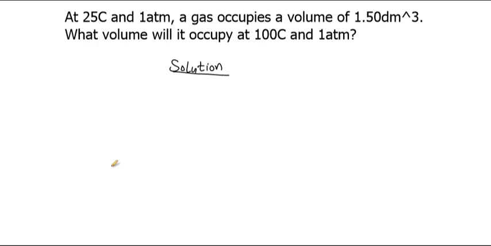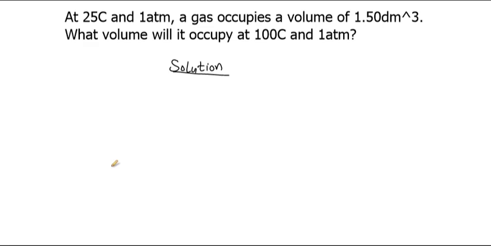This is a question on gas laws, and here we'll be applying Charles' law. Why? This is because the pressure of the gas here is constant. Looking at the question, at 25 degrees Celsius, the pressure is 1 atm, and when the temperature changes to 100 degrees Celsius, the pressure is still 1 atm. Then we can say that the pressure is being kept constant.